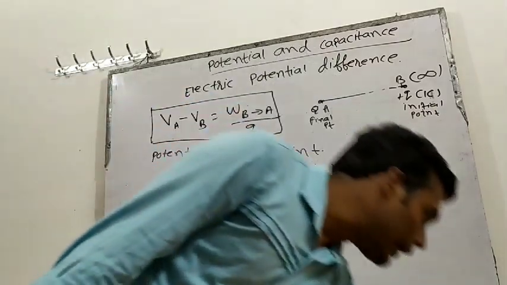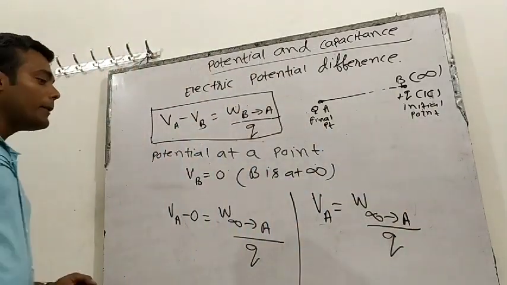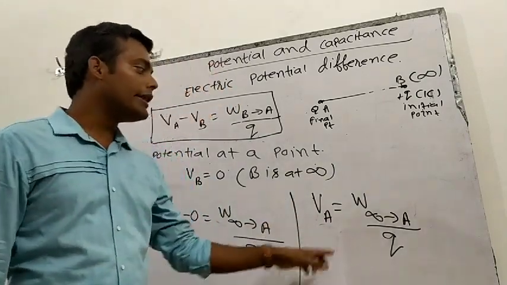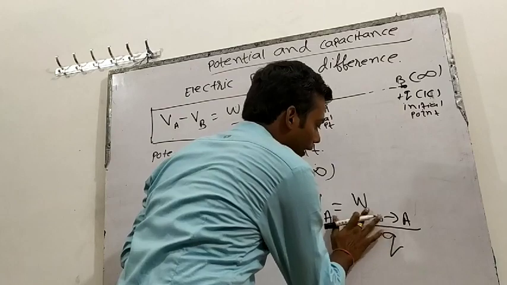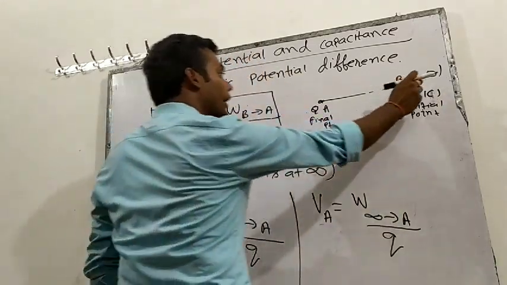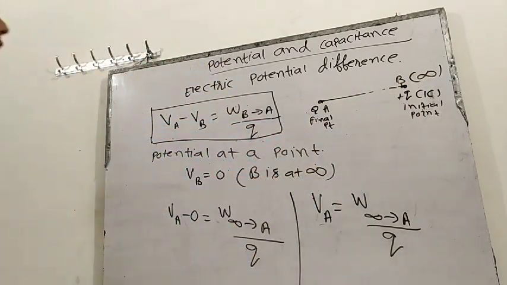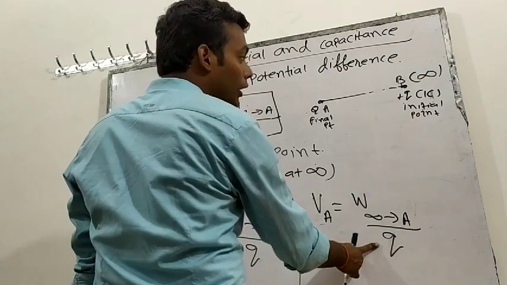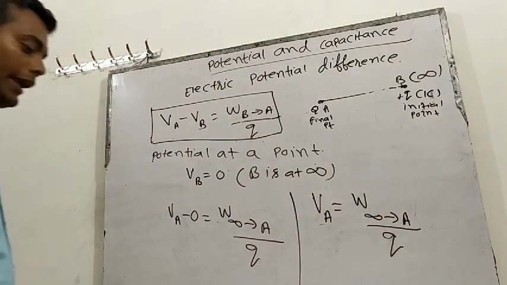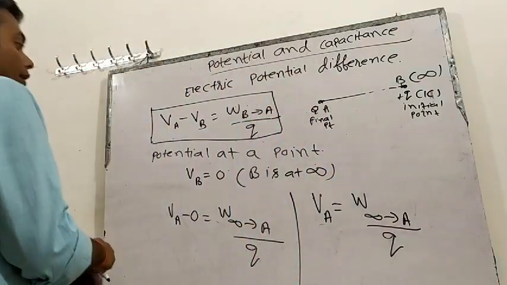If you analyze this, then potential at any point A is equal to work done in bringing a unit coulomb charge from infinity to any particular point. How will you define potential? Potential at any point in an electric field is defined as work done in bringing a unit coulomb, that means 1 coulomb charge, from infinity to any particular point A. So that is the definition of potential.